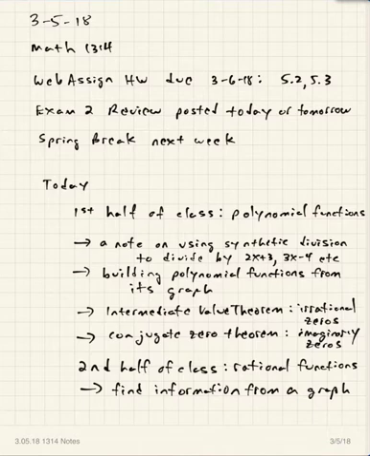The next couple of sections, 5.4, 5.5, are due on March the 18th. It's March the 18th because we've got spring break coming up next week. So you get a little bit extra time to do that homework.